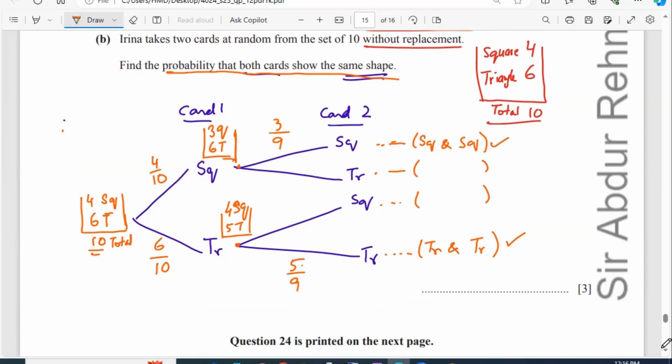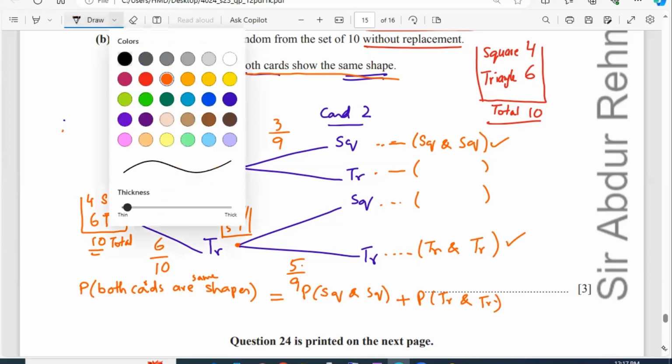Now, finding the probability that both cards are the same shape. Both cards are the same shape. So to find the same shapes, we can write the probability of square and square plus the probability of triangle and triangle.